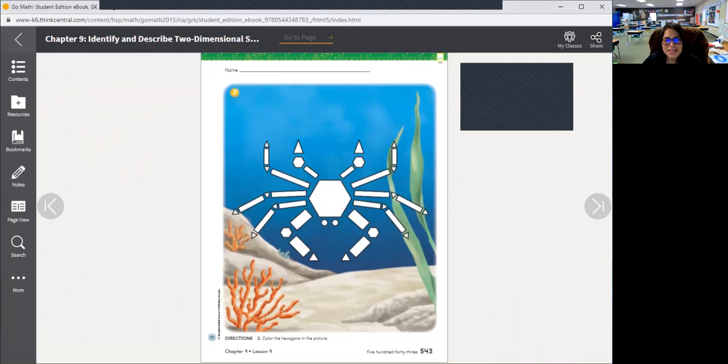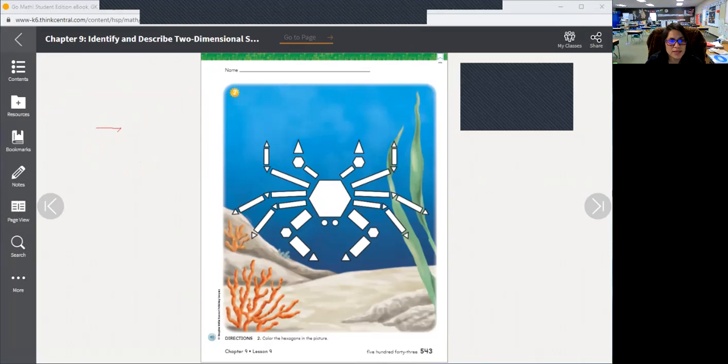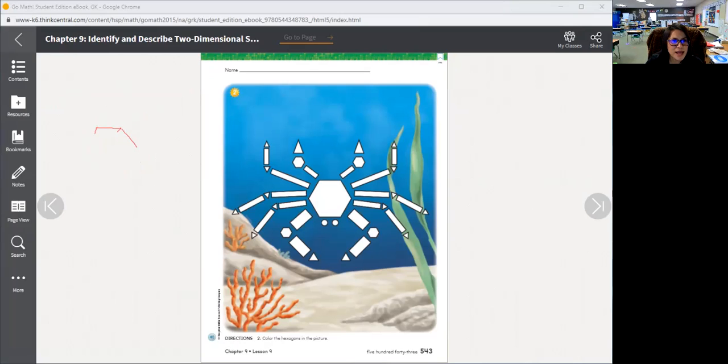All right, this looks like we're gonna color all the hexagons on this page. So take out one color crayon, only one, and you're only gonna color the hexagon, okay? Remember, a hexagon has 6 sides and 6 vertex. And make sure you put little lines on each of the sides to double check you have the correct shape. Okay, so go ahead and color all the hexagons.